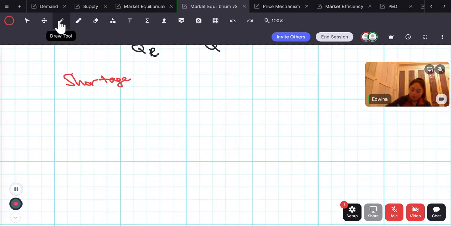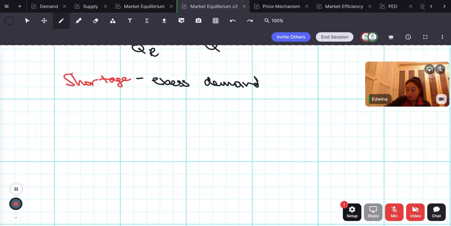A shortage is excess demand. And actually, excess demand and shortage are interchangeable, so you can use either phrase within your essay. Both are completely fine. So you can say there has been an excess demand or there has been a shortage. But make sure you do define what a shortage is. A shortage is when quantity demanded is greater than the equilibrium quantity, and the cause of this is that price is less than the equilibrium price.